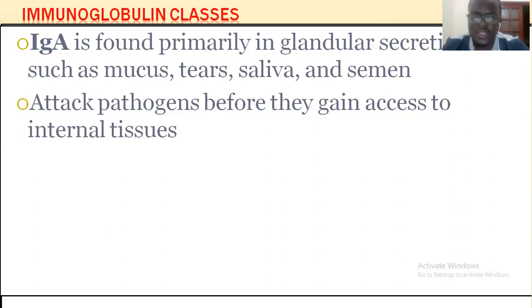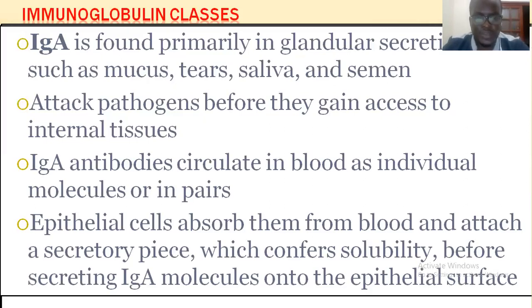So they are also found in mucus, tears, saliva, and semen. They attack pathogens before they gain access to internal tissues. IgA antibodies circulate in blood as individual molecules or in pairs. Epithelium cells absorb them from blood and attach a secretory piece to the IgA, which confers solubility before secreting IgA molecules into the epithelium surfaces.